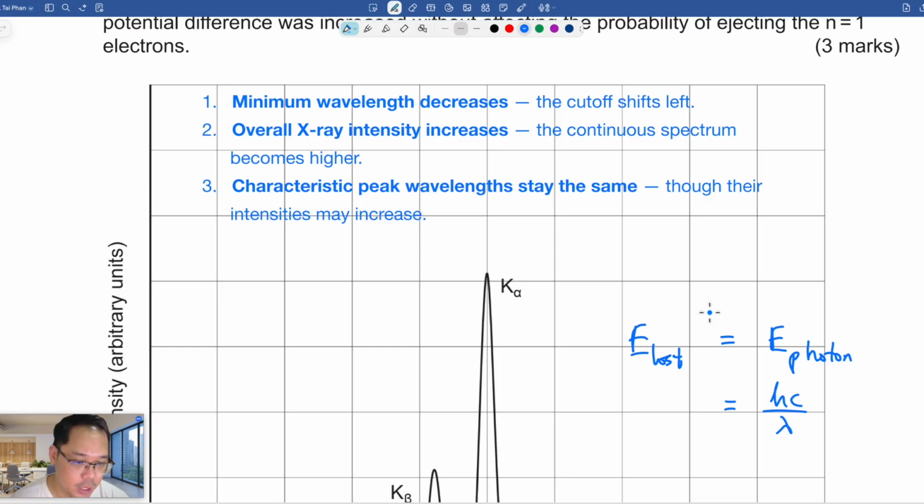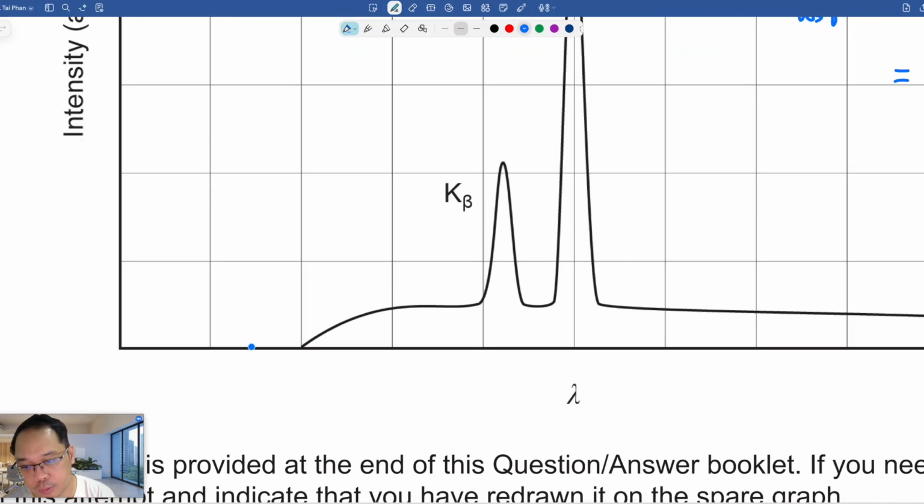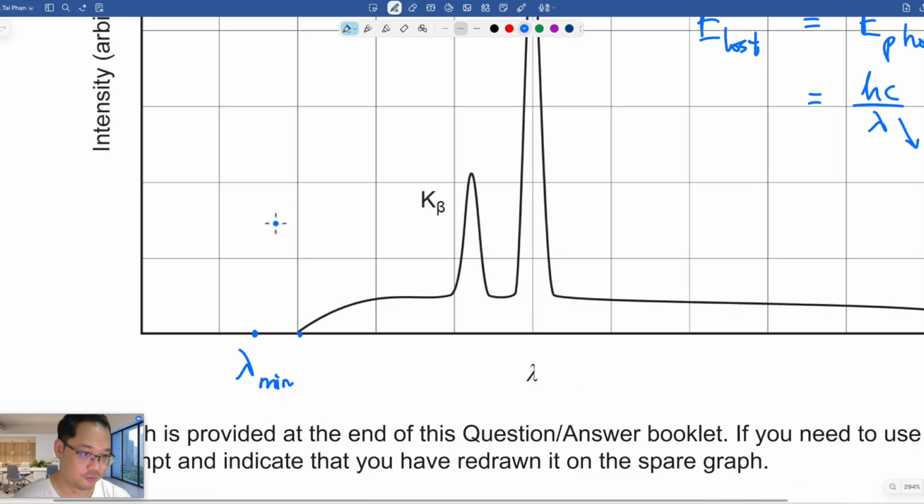Because of this relationship, we have a greater amount of energy lost by each incident electron, which means the energy of the emitted photon increases, and that energy is inversely proportional to wavelength according to the formula hc over lambda. So energy increases when the wavelength decreases. When we plot the new graph, the minimum wavelength will be lower than the original minimum wavelength. It is on the left here, so I choose a point here, for example. That is the first change.